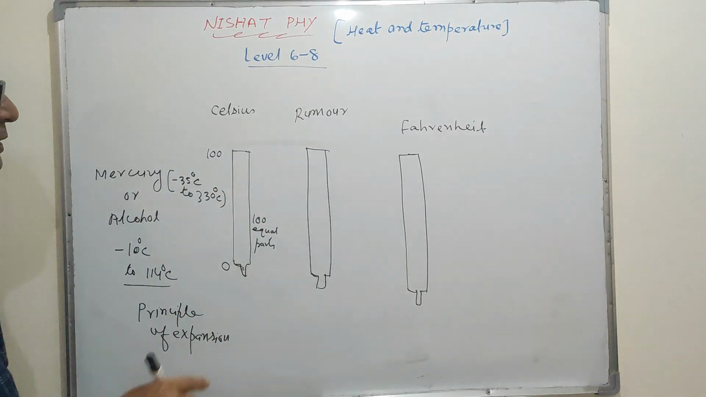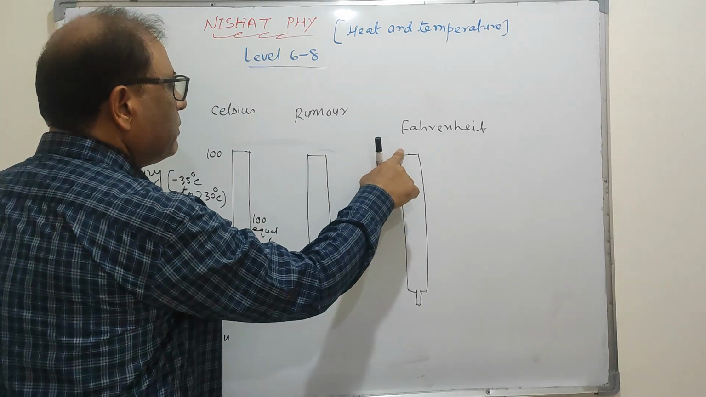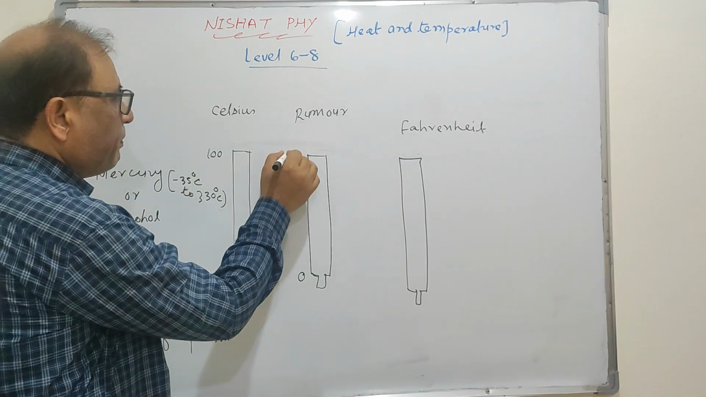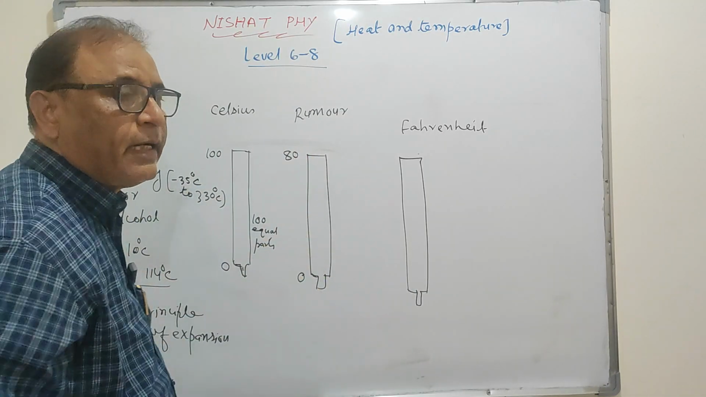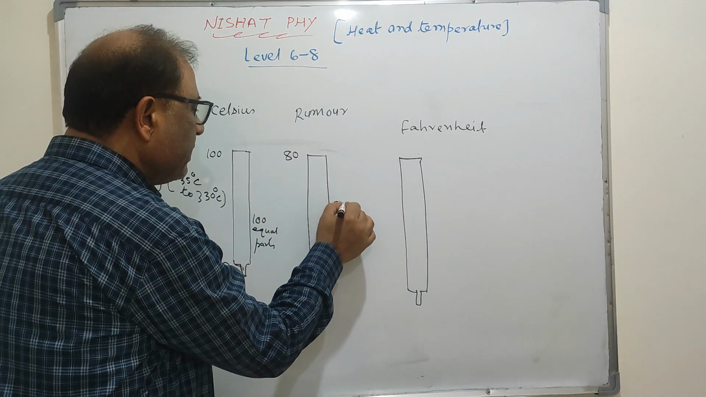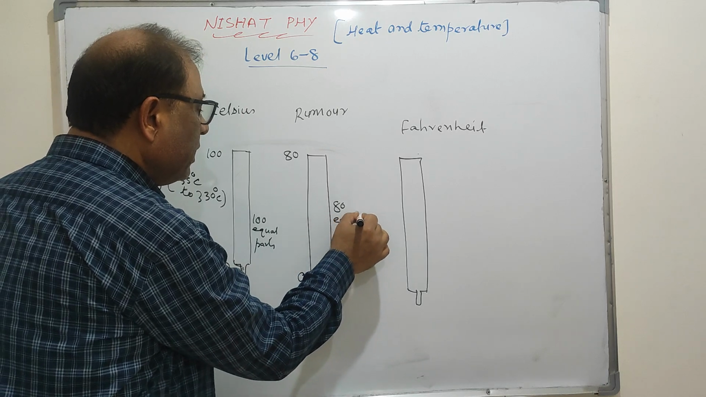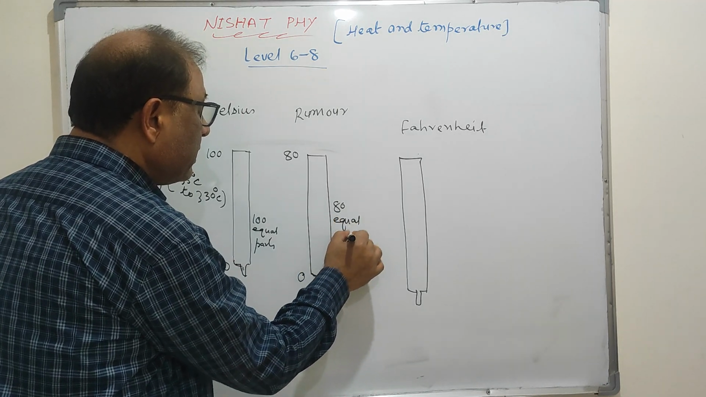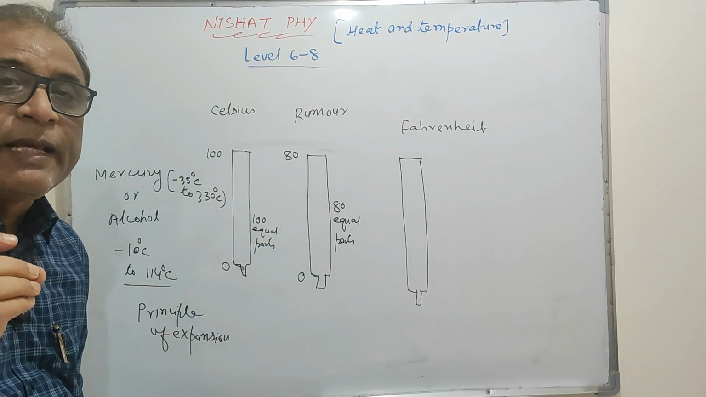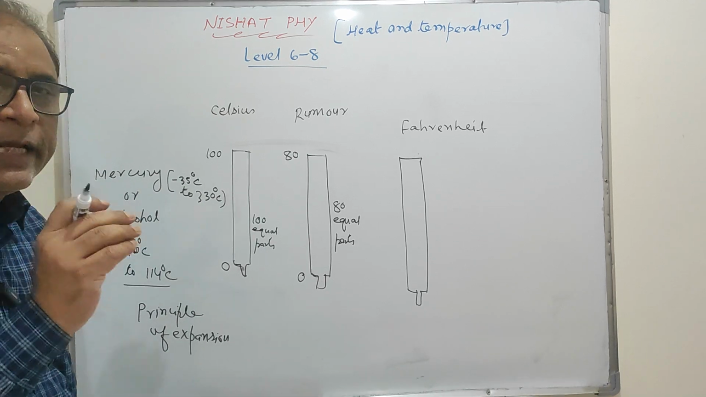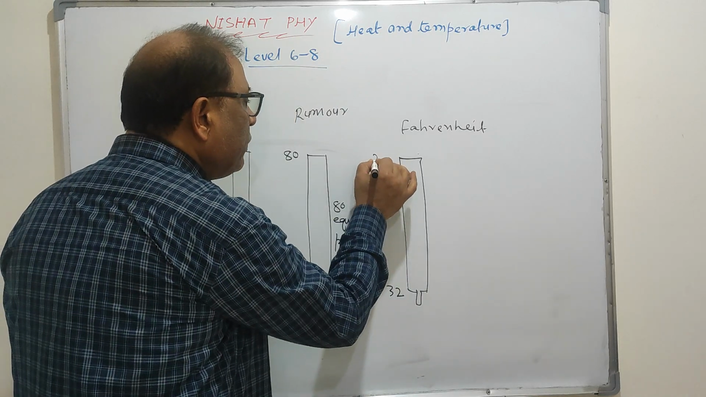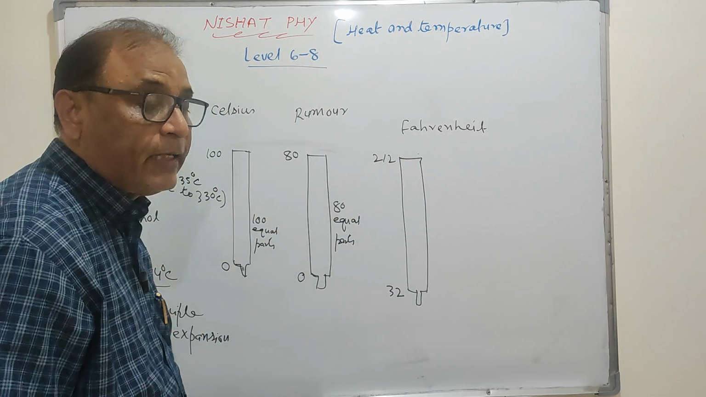Now the Reaumur thermometer: here the ice point is 0, but the boiling point of pure water at sea level is 80. It is divided into 80 equal parts. In Fahrenheit, the ice point value is written 32 and the boiling point of water at sea level is 212.